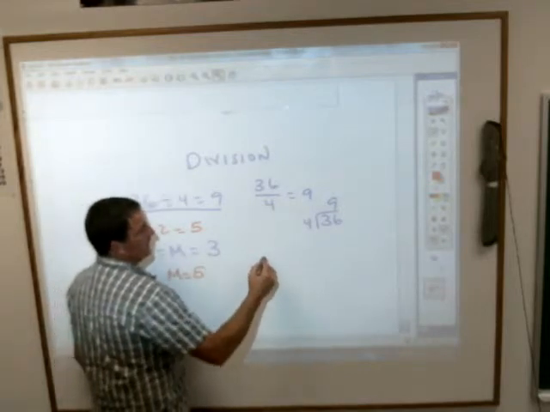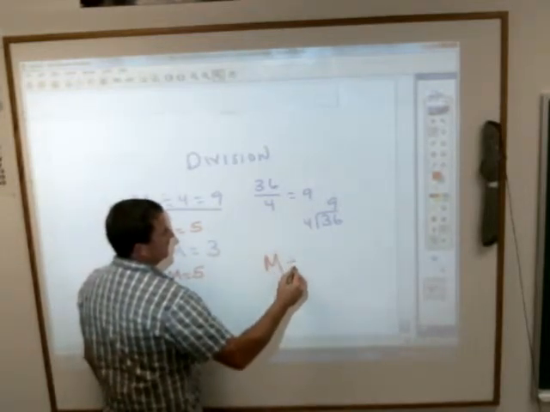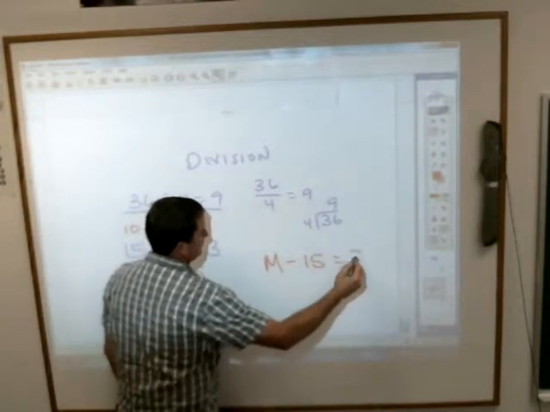How about this problem? M divided by 15 equals 3.